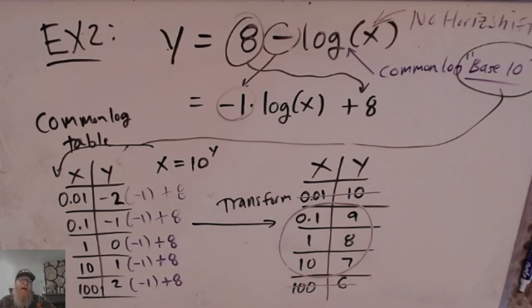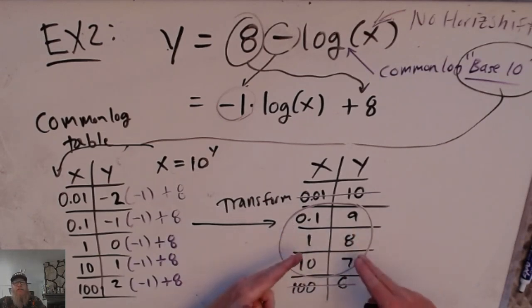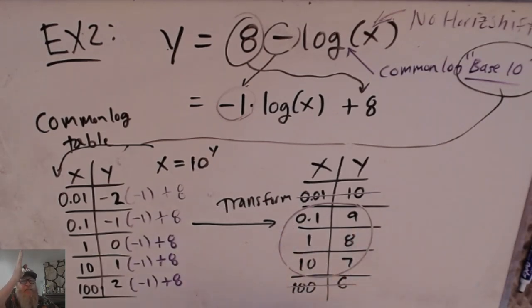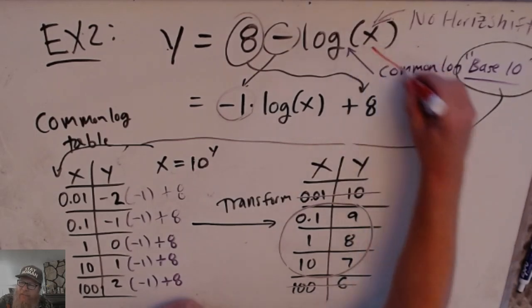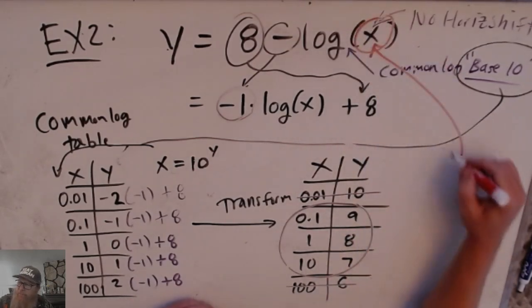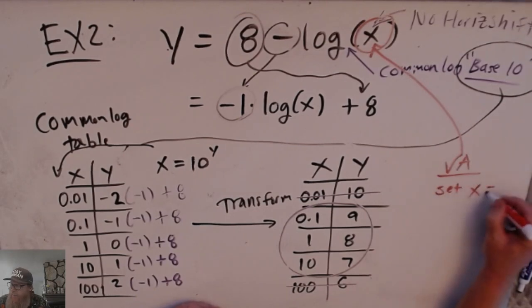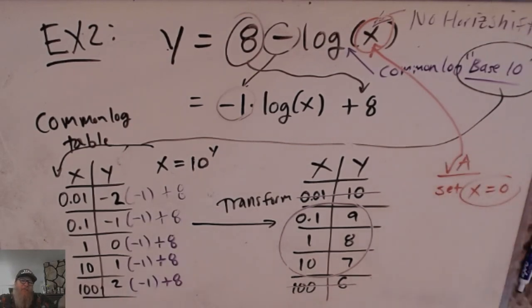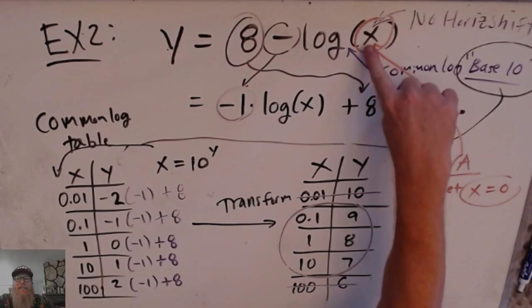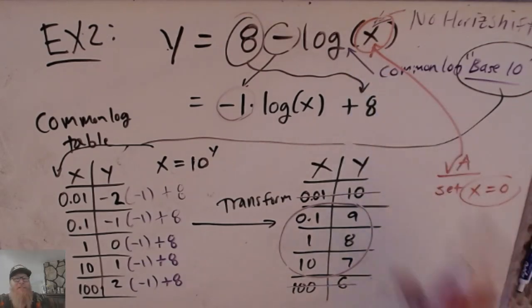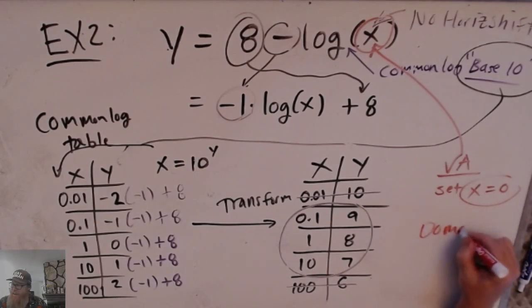Before I draw the graph, I just want to pause and have you look at this for a second. Think about what's missing that we had on all the other graphs. The VA is missing, yeah? For the VA, you set the argument equal to 0. Oh, look! You don't have to do anything. The argument is just X. You set it equal to 0, you're done. That's your VA. It's also your domain.